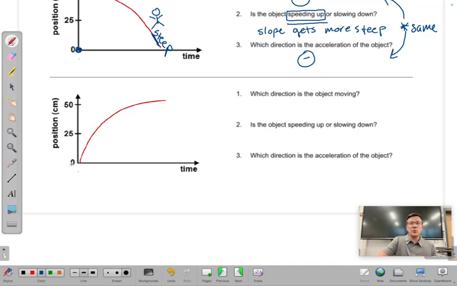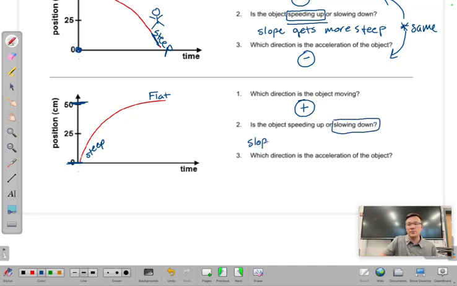Last position versus time graph here starts at 0 meters, ends up here at 50 meters. So that means that the object is moving in the positive or forward direction. The object here, we have a very steep slope at the start, which means it's moving very fast, and then it is flat here at the end. So that means that since the slope is getting less steep or becoming more flat, this object is slowing down.